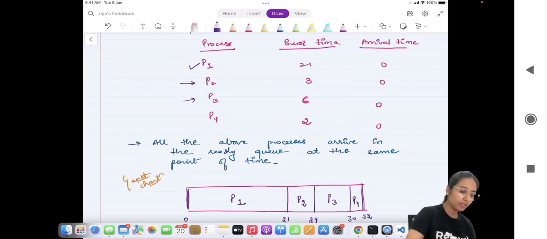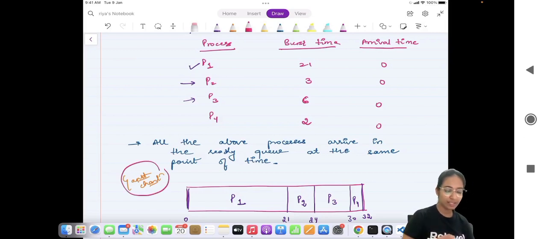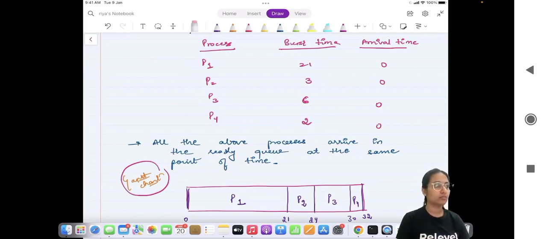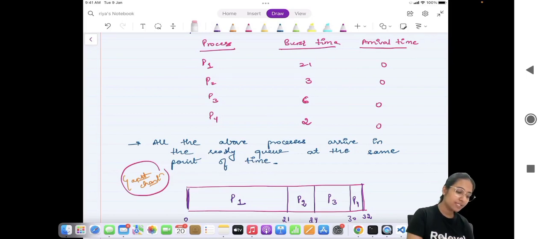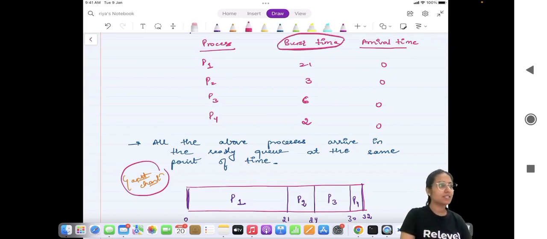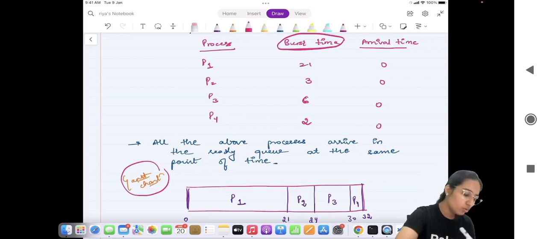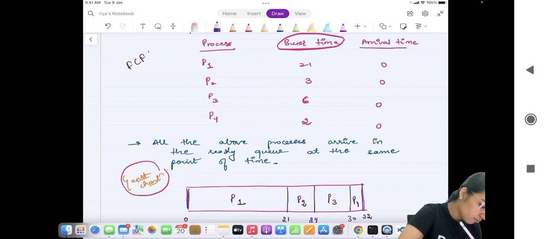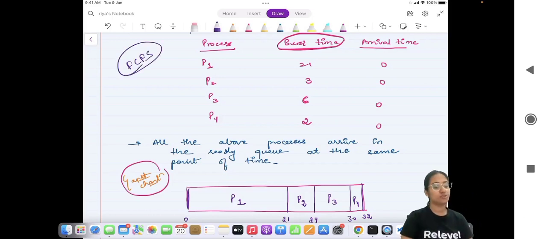So this is what a Gantt chart is. A Gantt chart is basically a representation of how the CPU is being utilized and in what order. And the burst time, you remember, is the amount of time for which you utilize the CPU. This is how we do the representation in a first come first serve situation.